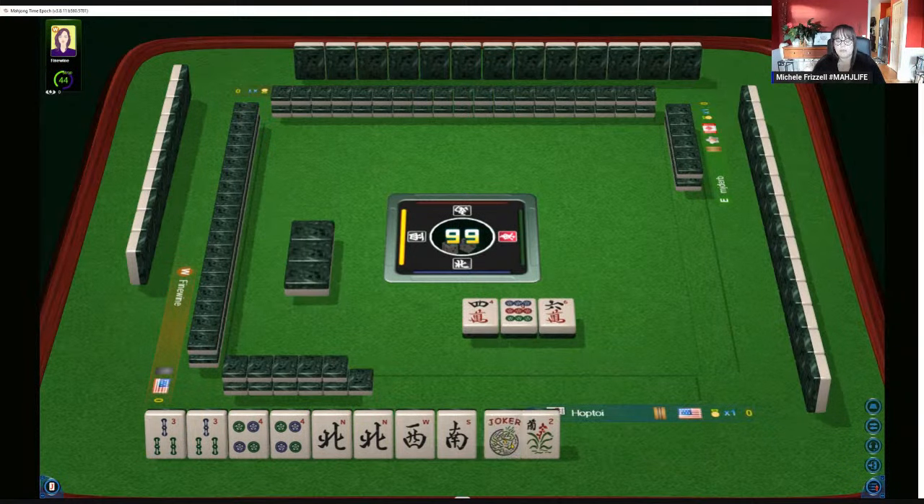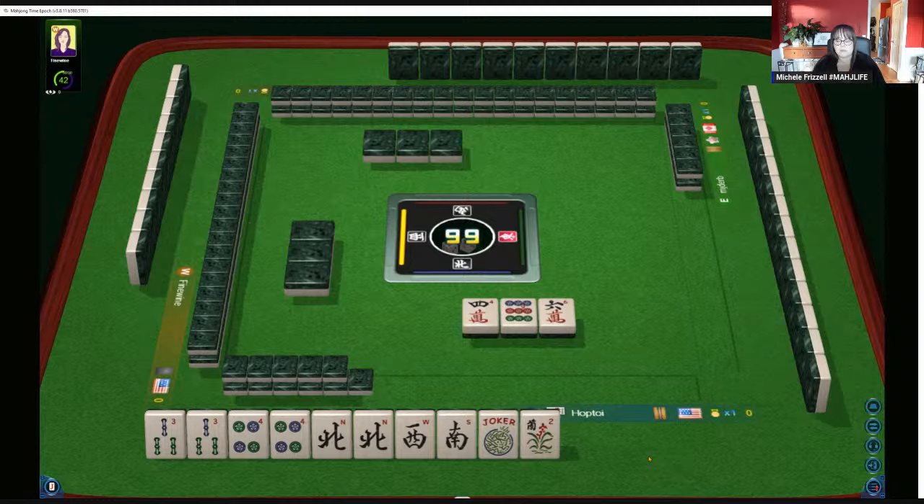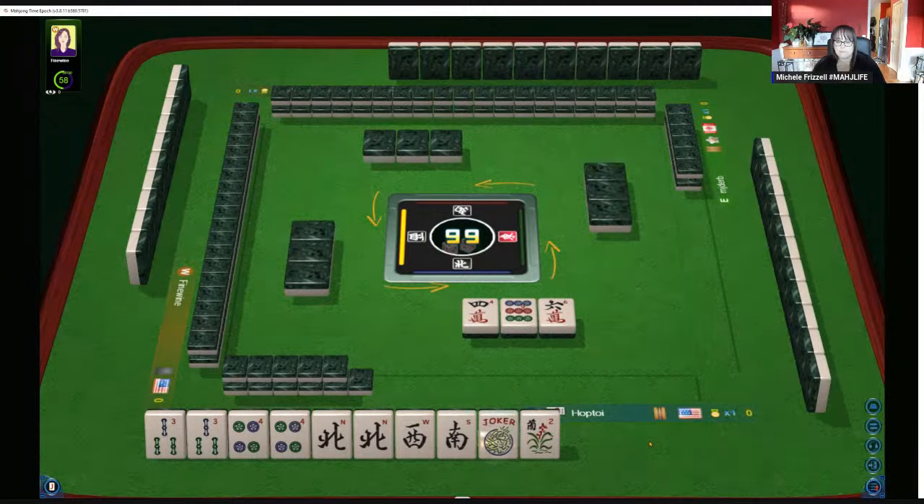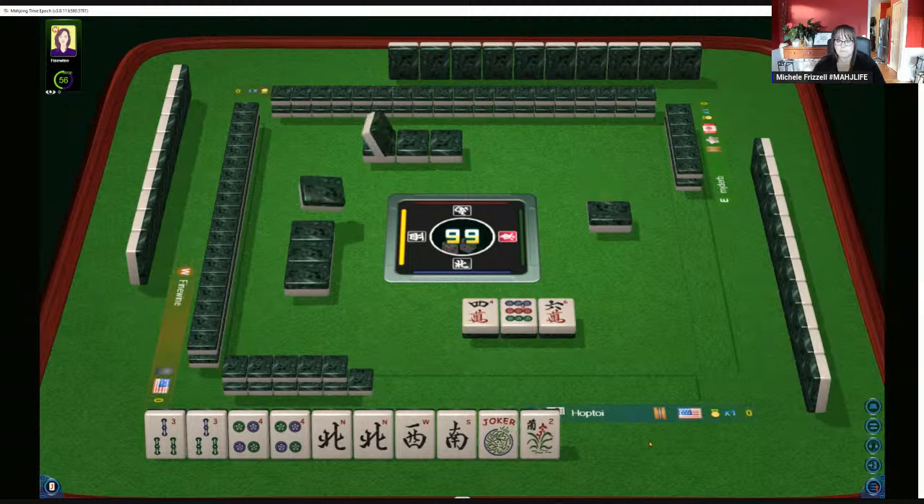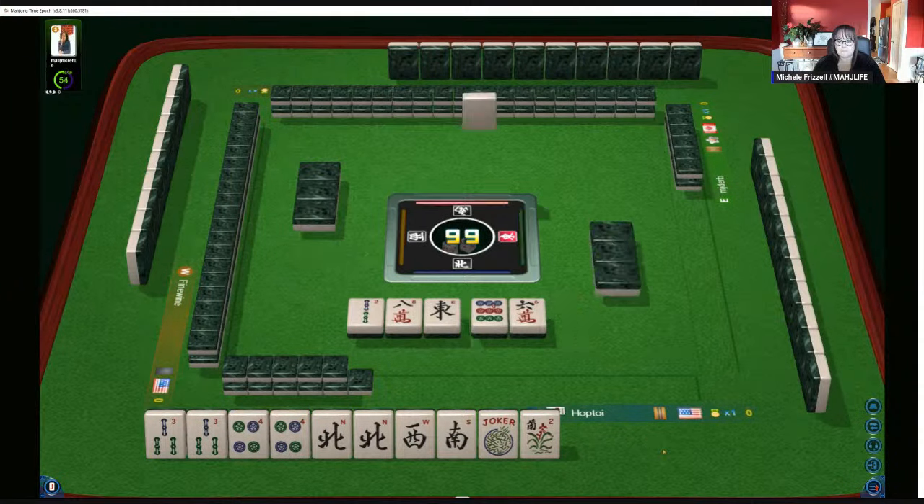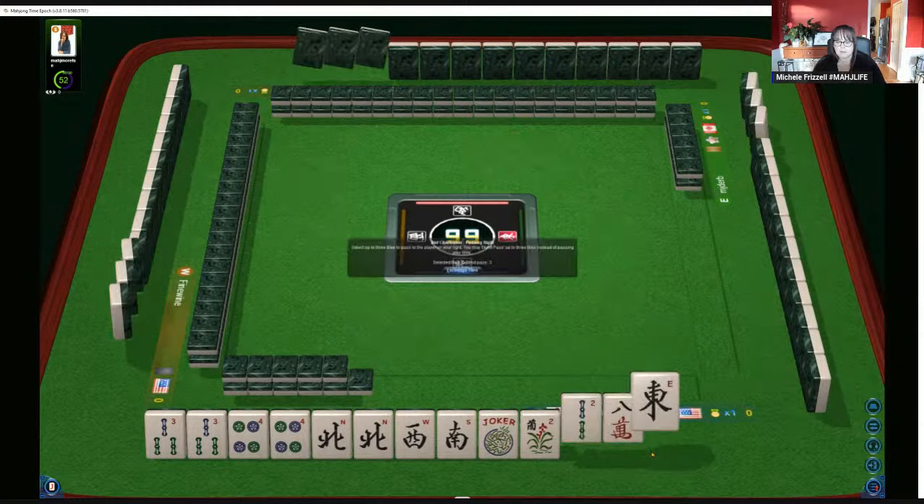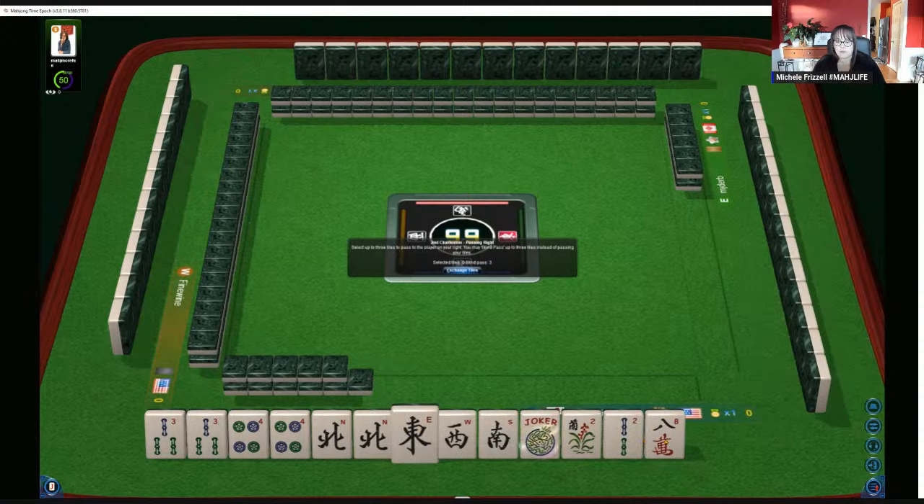Okay, this is looking pretty good, even though we have a gap, no east. Hopefully we'll pick it up or be ready to win on it. It's a little bit risky to be waiting on a single tile, but hopefully we'll get it. There it is. Okay, and we're passing right, so we can pass blind.